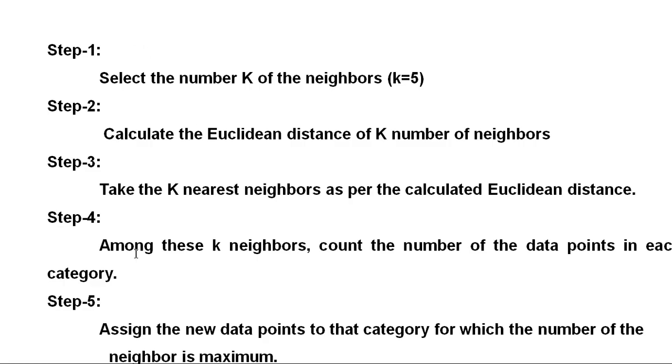So we will see the steps once again. Select the number k of the neighbors. Here we have selected k is equal to 5. Now calculate the Euclidean distance of k number of neighbors. Take k nearest neighbors as per the calculated Euclidean distance.